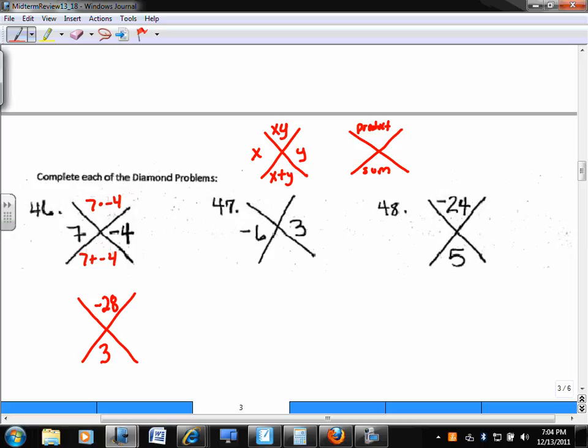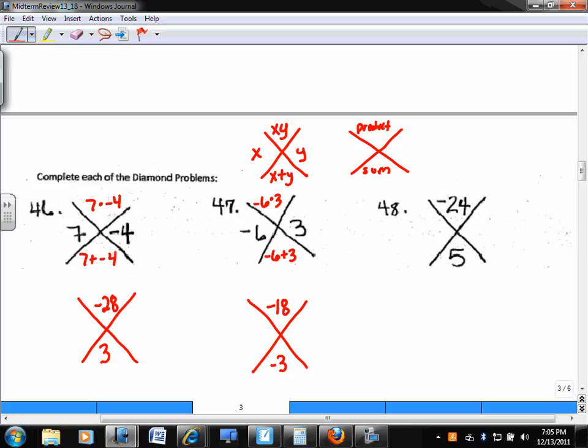Okay, problem 47. We have negative 6 and positive 3. So on the top, we'd have negative 6 times positive 3. And on the bottom, we would have negative 6 plus positive 3. Okay, so what is negative 6 times positive 3? A negative times a positive is a negative, so negative 18. Negative 6 plus 3 is negative 3.